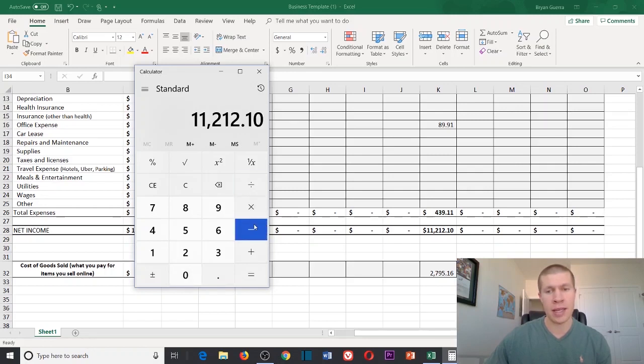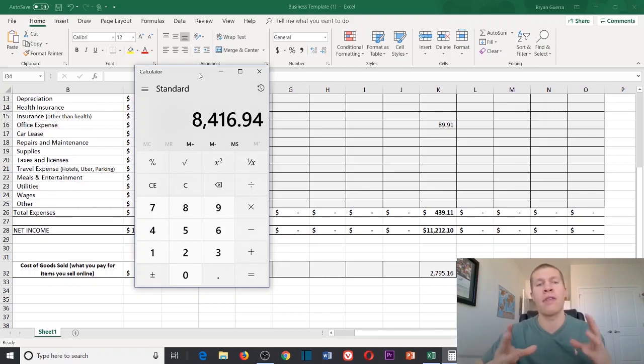$11,212.10 minus the cost of goods sold, which is $2,795.06. That ends up being a net profit of $8,416.92. But wait, guys, you didn't actually make that. This is not what I took home. What I'm trying to say is you have to pay taxes on this.